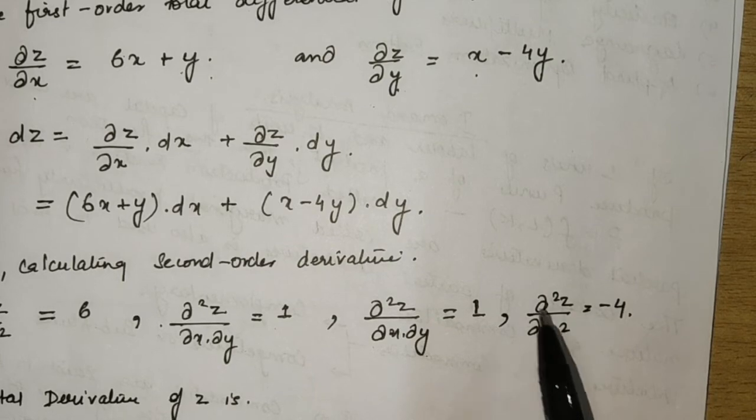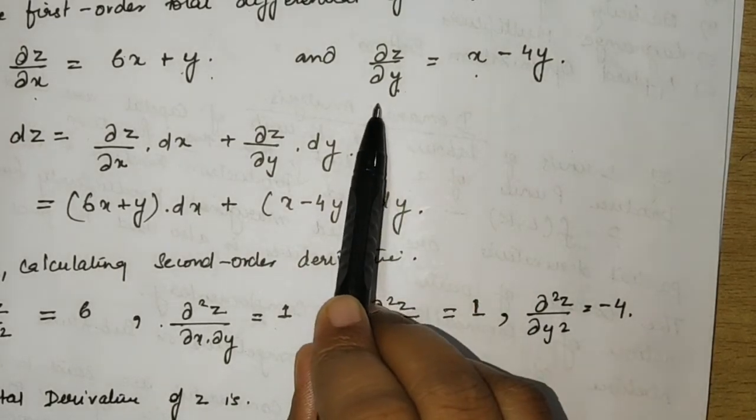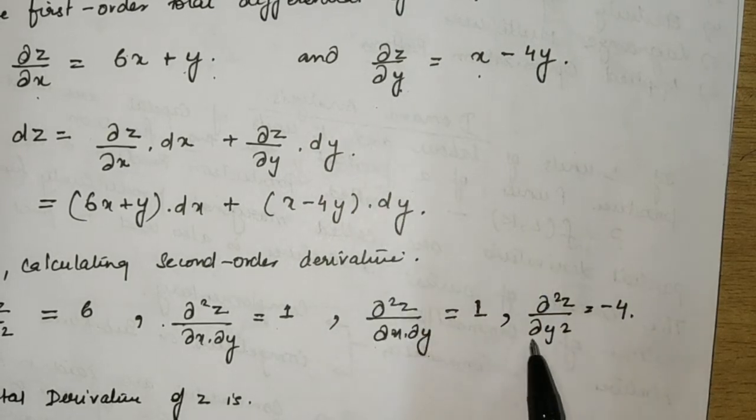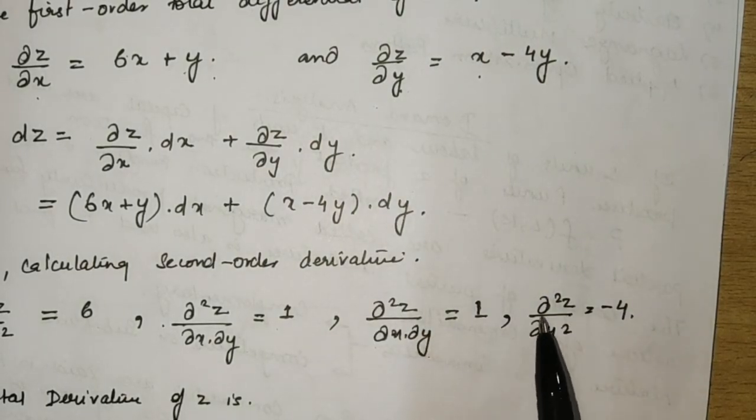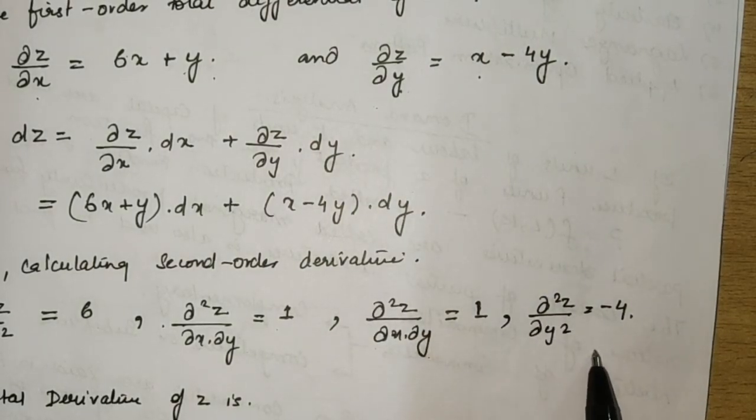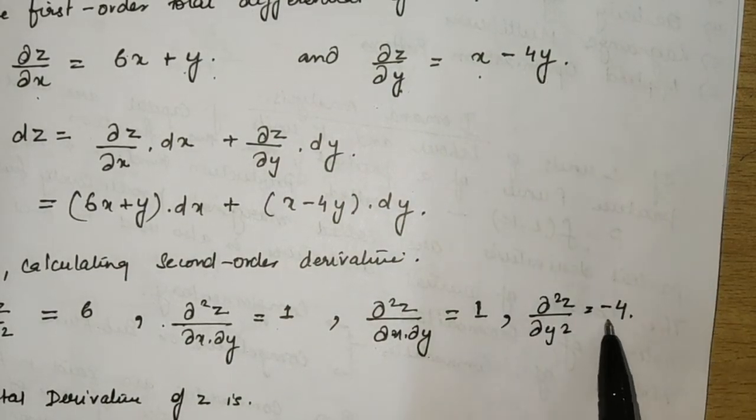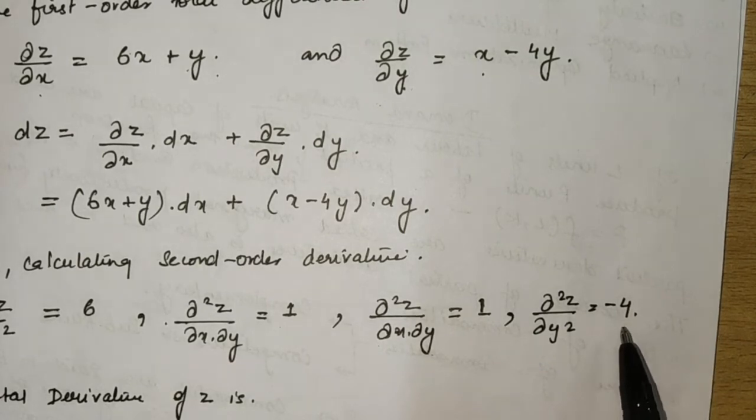Now we differentiate this with respect to y. So the denominator will be delta y square. Total it will be delta square z by delta y square. X will be constant, so this will be 0 and this will be minus 4. So our answer is minus 4.